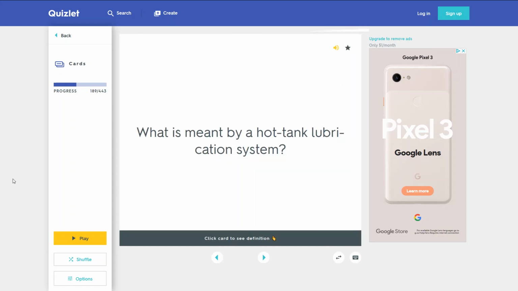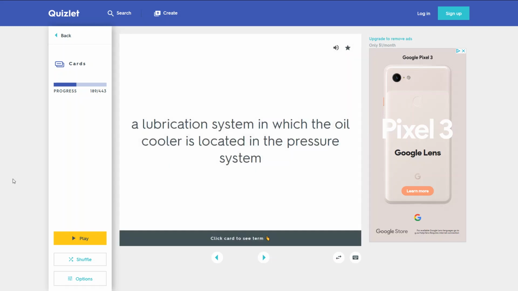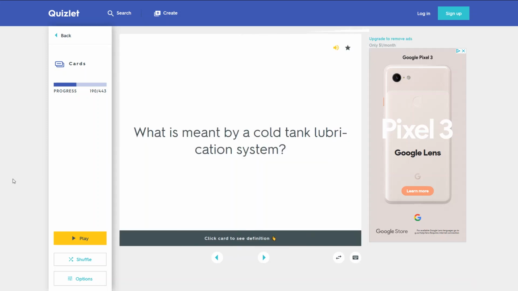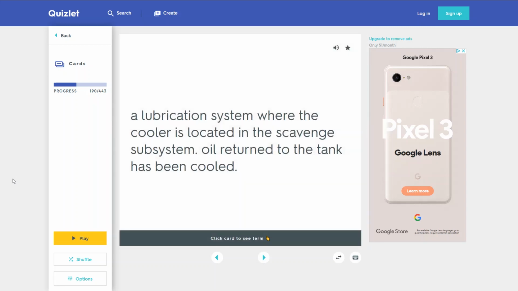What is meant by a hot tank lubrication system? A lubrication system in which the oil cooler is located in the pressure system. What is meant by cold tank lubrication system? A lubrication system where the cooler is located in the scavenge subsystem. Oil returned to the tank has been cooled.